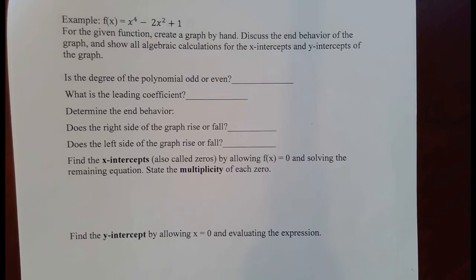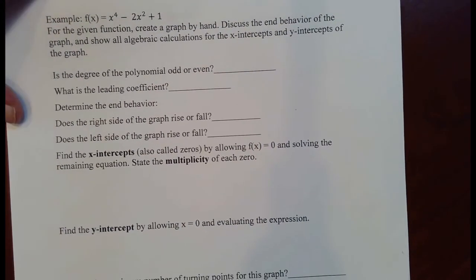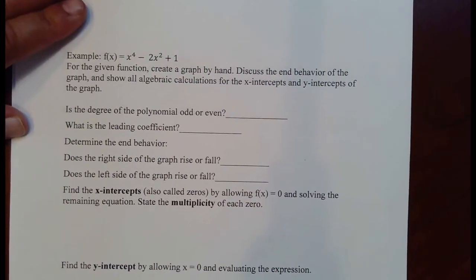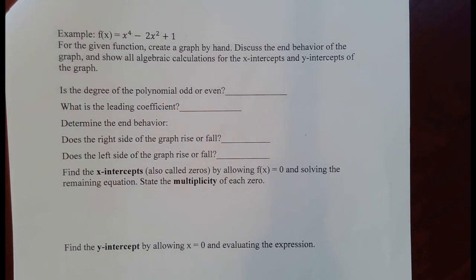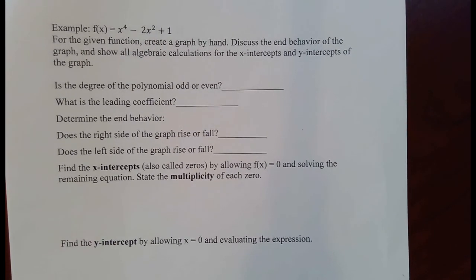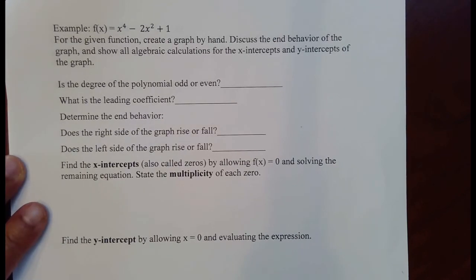So here we have, on this example, x to the 4th minus 2x squared plus 1. What is the degree? This is degree, whatever the highest power is. It is even. What is the leading coefficient? 1. Even degree, your ends are going to go in the same direction. And if it's a positive leading coefficient, they are both going to go up. Okay, determine the end behavior. We just did. This little picture is the end behavior. On the right side of the graph, it rises. On the left side of the graph, it also rises.